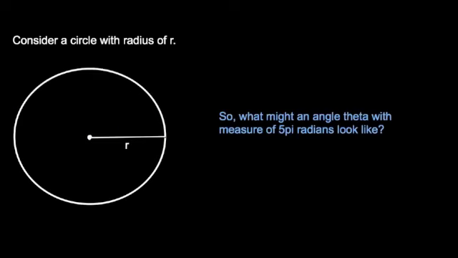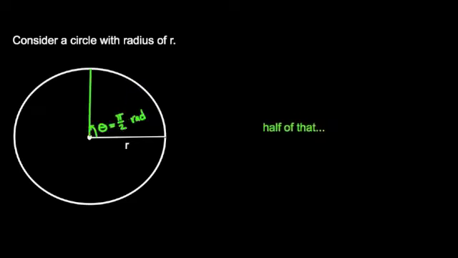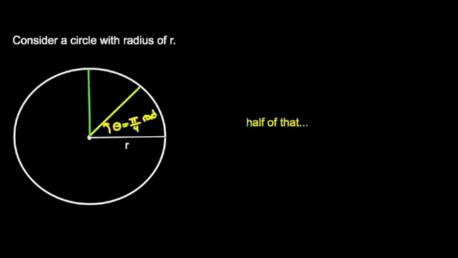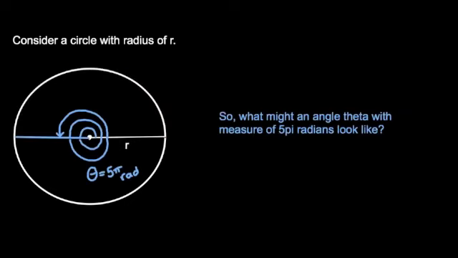So what might an angle with a measure of 5 pi radians look like? Well, going back to the previous slide, we know that an angle that half the circle subtended was pi radians. So if we're looking for 5 pi radians, we're going around 5 semicircles, because 1 semicircle is pi radians, so 5 semicircles is 5 pi radians. And that's what we get. So we go around 1 time, 2 times, 3 times, 4 times, 5 times.